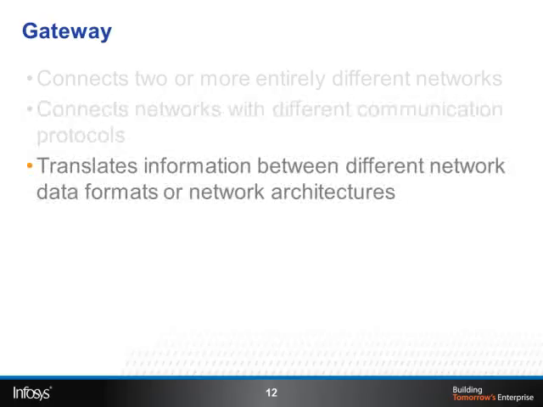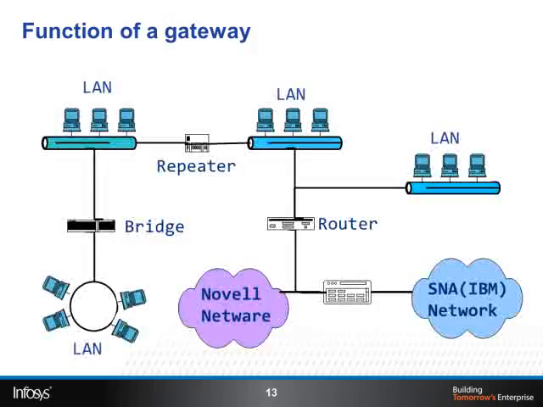A gateway can translate information between different network data formats or network architectures. It can translate TCP/IP to AppleTalk. Hence, computers supporting TCP/IP can communicate with Apple brand computers. Let us look at a diagram that highlights the features of a gateway. The diagram shows how a gateway is used to connect two completely different network architecture like Novell NetWare and SNA IBM. The diagram also shows how other networks are connected using different connecting devices.